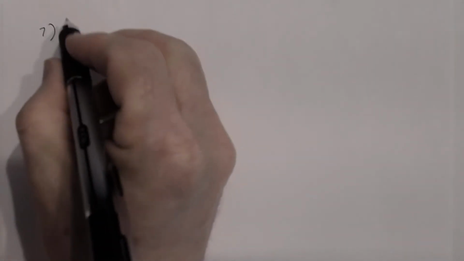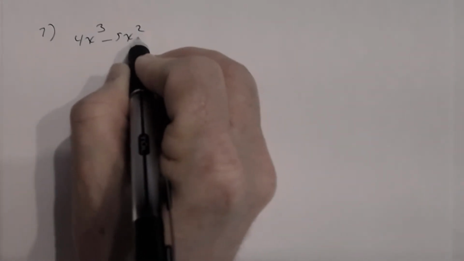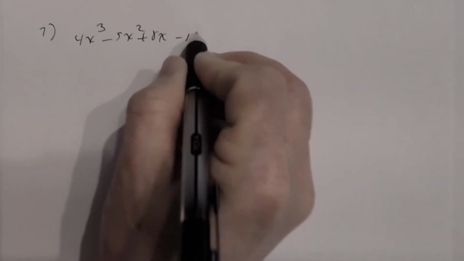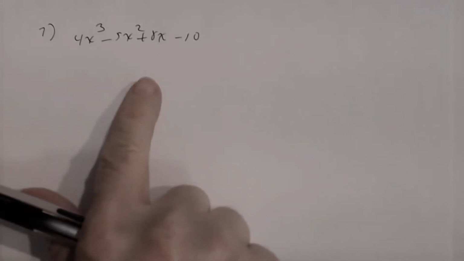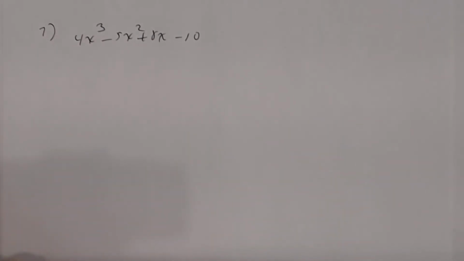So we have 4x cubed minus 5x squared plus 8x minus 10. So again, we want to factor this polynomial. Again, look for the GCF. First thing you should do. So if you look at all these 4 terms, the GCF is 1.